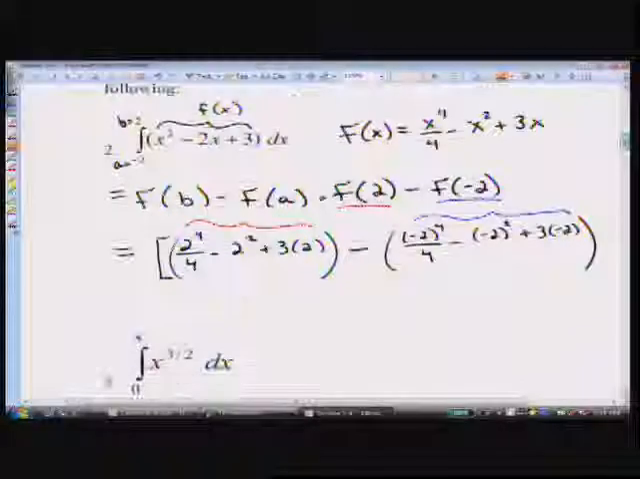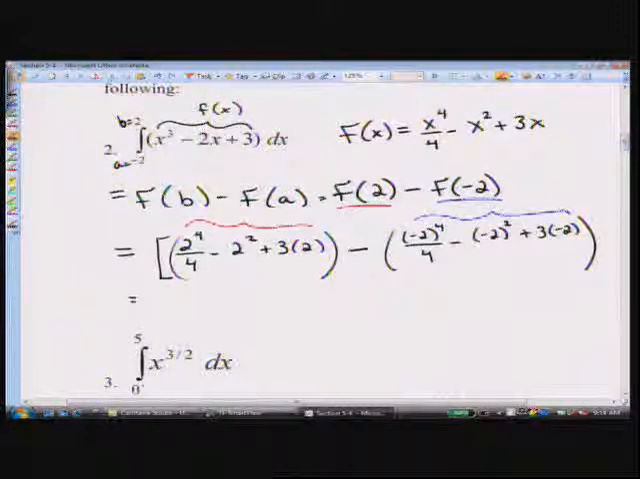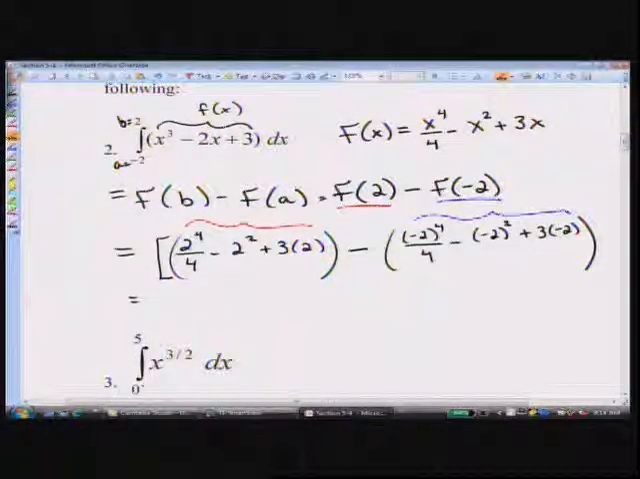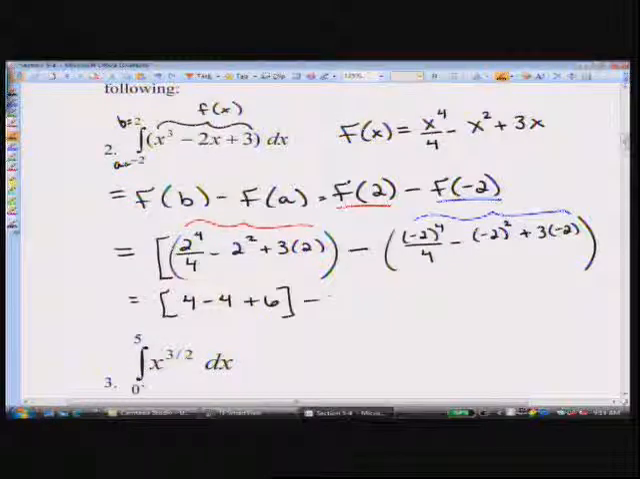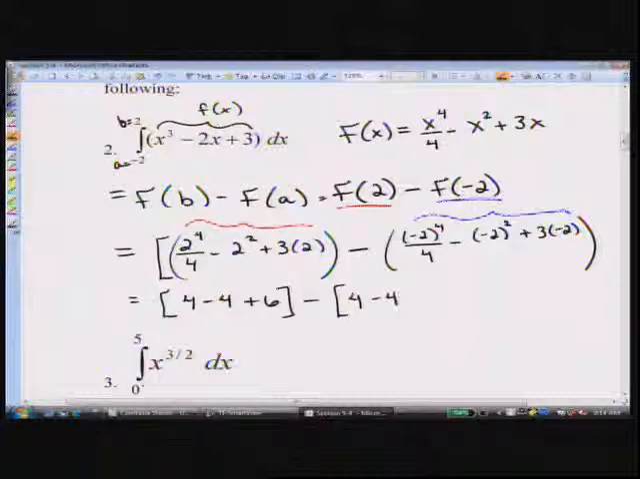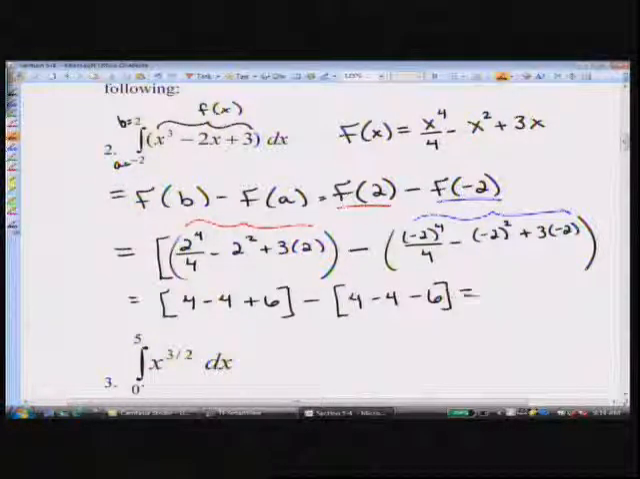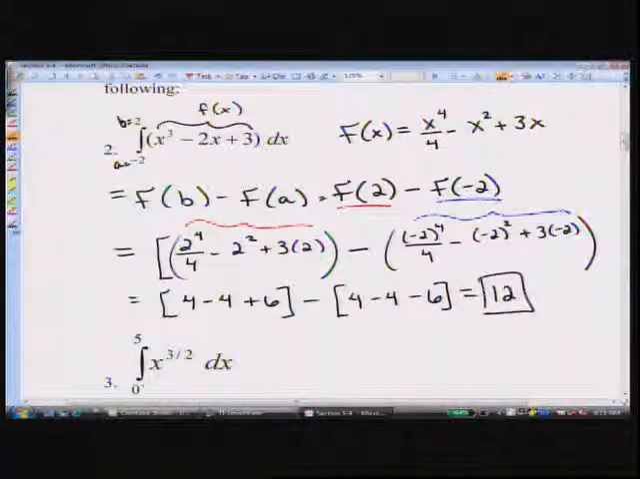Okay? And then you can just clean this up. 2 to the fourth is 16 over 4, which will be 4 minus 4 plus 6 minus... Okay, this is still 4, and then that's going to be minus 4 minus 6. So the 4's cancel here and here. 6 minus negative 6 is 12. So the area under the curve of x cubed minus 2x plus 3 from negative 2 to 2, if that's positive, that area is 12.